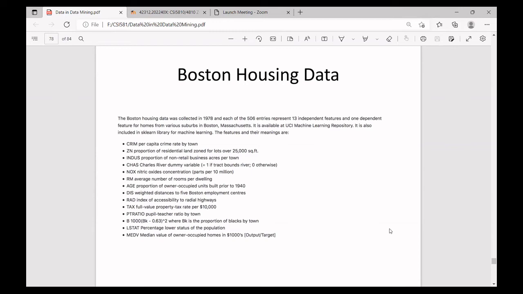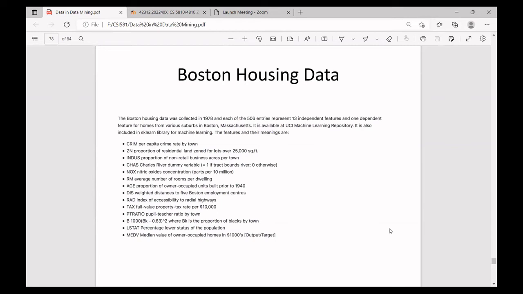This data is available at the UCI Machine Learning Repository, which is one of the main repositories for this kind of work. And it is also included in the sklearn library for machine learning. What are the features? So here is a list of the features.